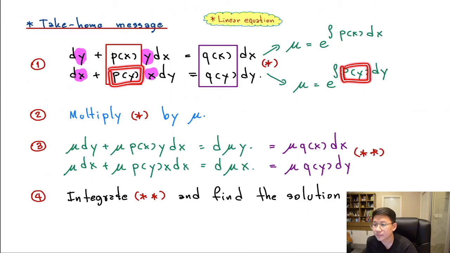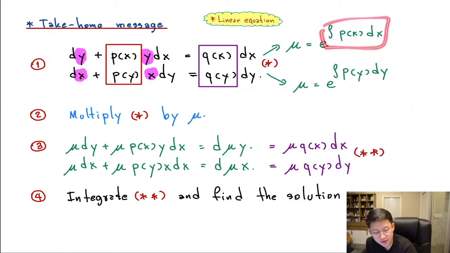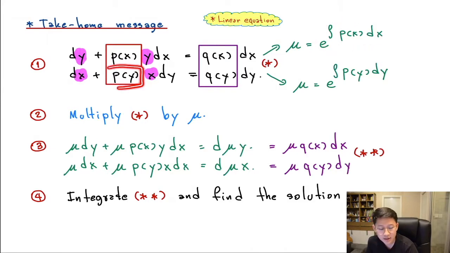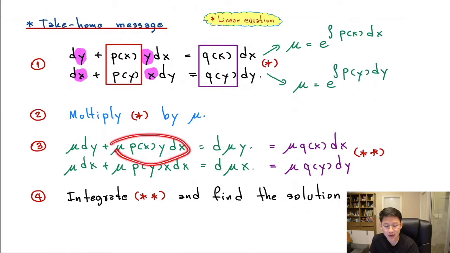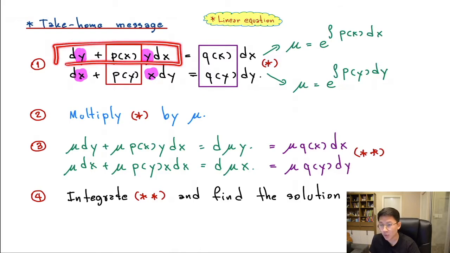And that's easy to remember. So mu is e to the integrate thing in front of y. Here is e to the power of integrate things in front of x. Once you get this mu, you multiply mu to the equation. And then don't forget that mu dy plus mu px y dx, you multiply mu to this side, that is actually d mu y. You just multiply it by mu.